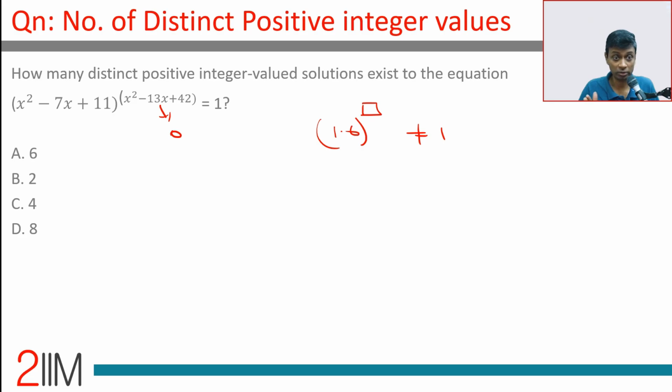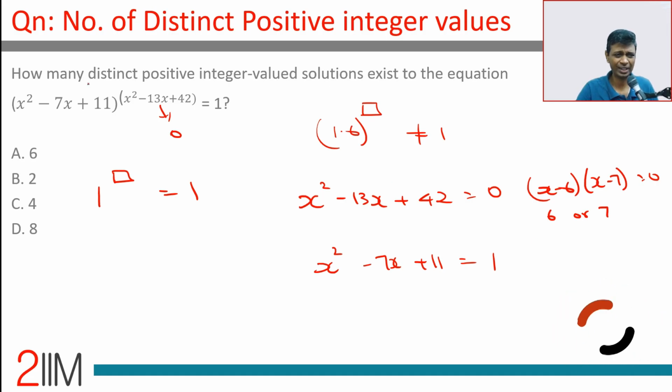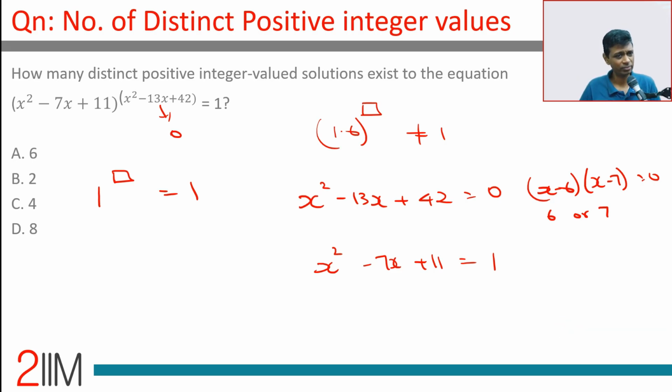It can be equal to 1 only if the power were 0, or the only time a non-zero power can give us 1 is when 1 to the power of something is 1. It's very simple. So x² − 13x + 42 equal to 0, or x² − 7x + 11 equal to 1. Solve these two, you're good to go. (x − 6)(x − 7) is 0, so x is 6 or 7. We need to substitute that to verify, but in both cases the base is going to be some positive integer. So 36 − 42 + 11, yeah, positive. Nothing to worry. Substituting works.